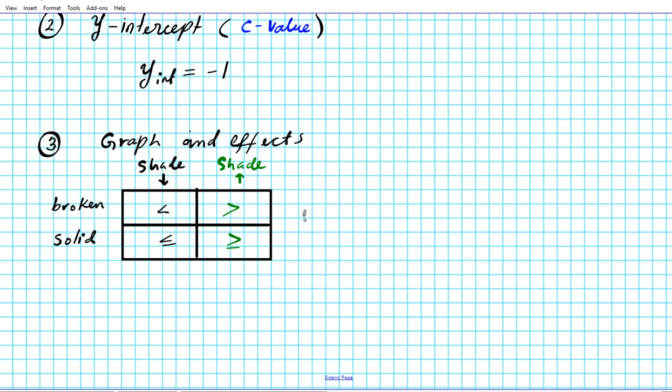Alright, let's go ahead and graph the line. The function we're dealing with is y is less than 2x squared plus 6x minus 1. The inequality under consideration is less than. So what does that tell us? We're looking at this case right here, which means we're going to shade down and the line is going to be broken. Okay? So shade down and broken.